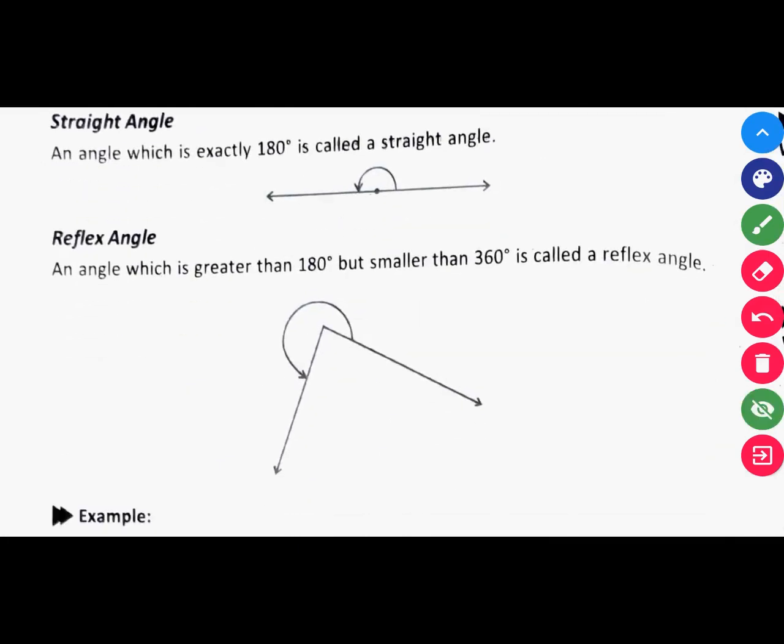See the figure here, this is one ray, and if these rays go straight like this, the angle is only 180 degrees, but the main angle is greater than 180 degrees and lesser than 360 degrees.